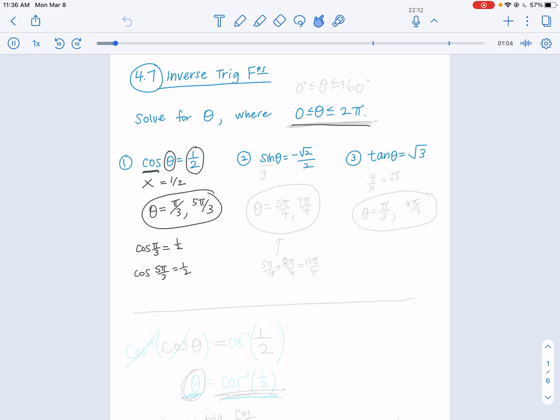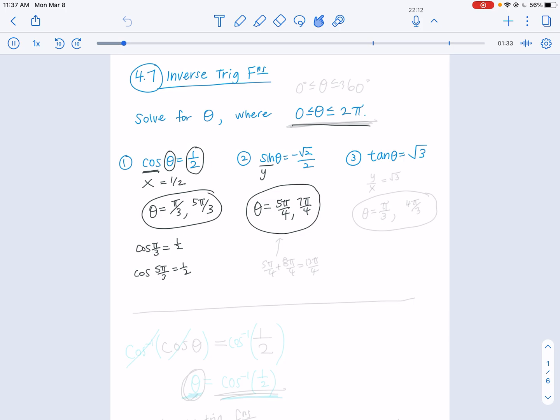Yes? And it's in radians? It's in radians because it says theta is between 0 and 2 pi, and those angles are in radians. Okay. All right, number 2, it says, where is your sine ratio negative root 2 over 2? At which angles? So your y coordinate, where is it negative root 2 over 2? It's the bottom 2 quadrants. What 2 angles are they? 5 pi over 4 and 7 pi over 4. Good. You guys see that?